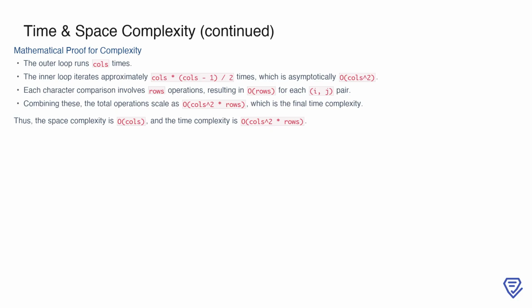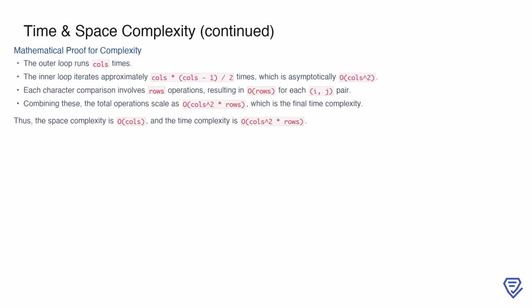The inner loop iterates over all column pairs, which amounts to approximately calls^2/2 iterations, asymptotically simplifying to calls^2. For each pair of columns, i, j, the algorithm performs a character-by-character comparison across all rows, which requires rows operations. Combining these, the total number of operations scales as calls^2 * rows. This confirms that the time complexity of the solution is calls^2 * rows.